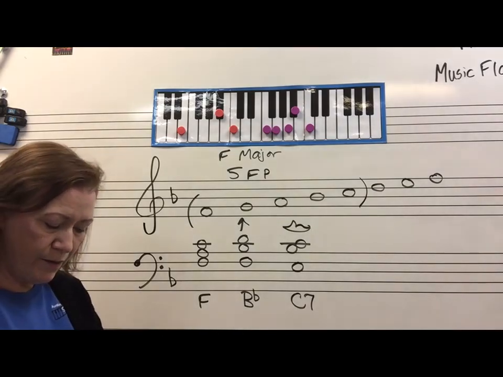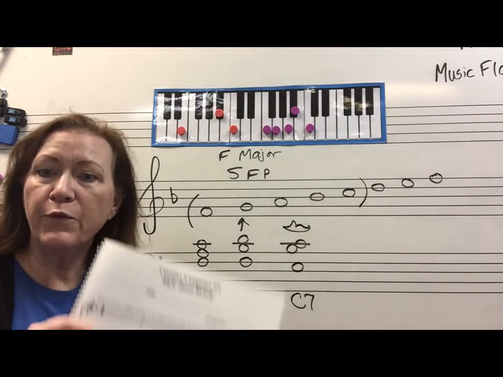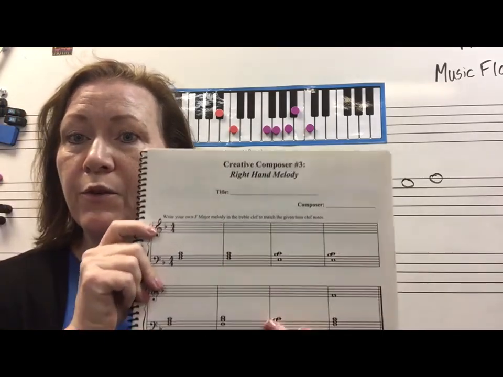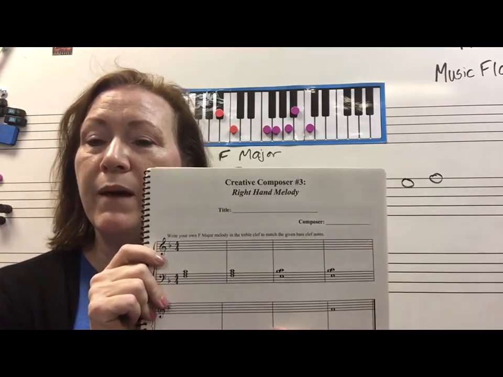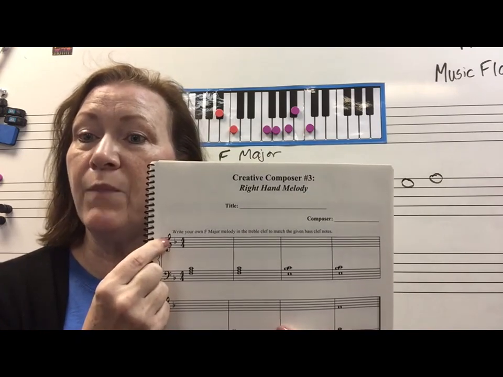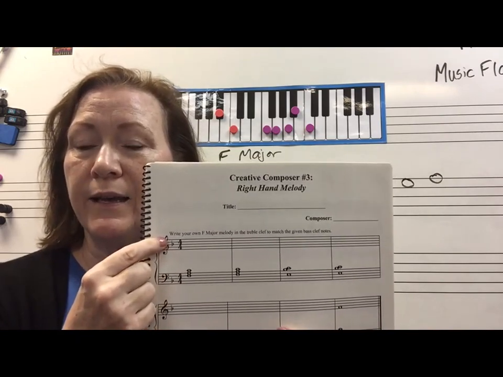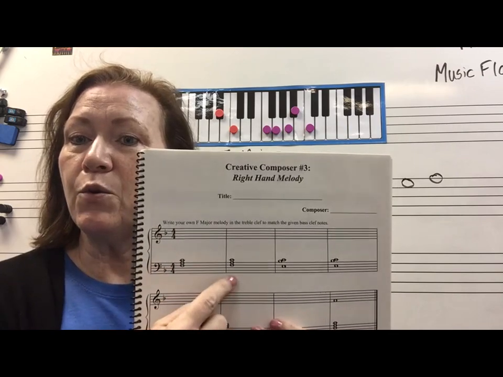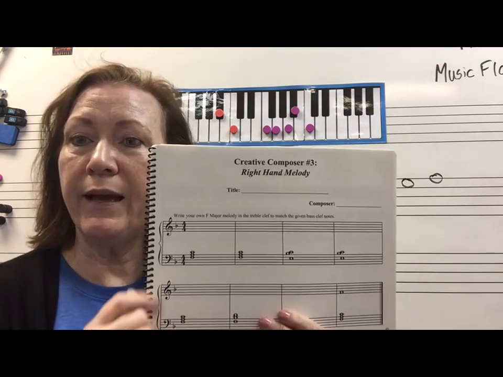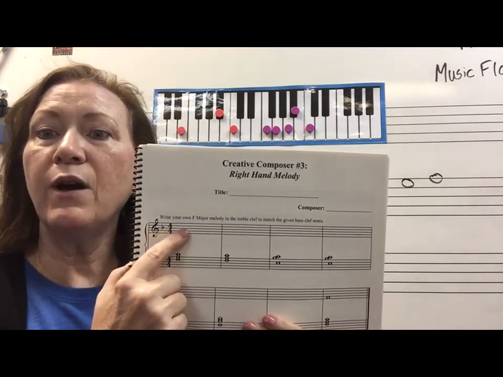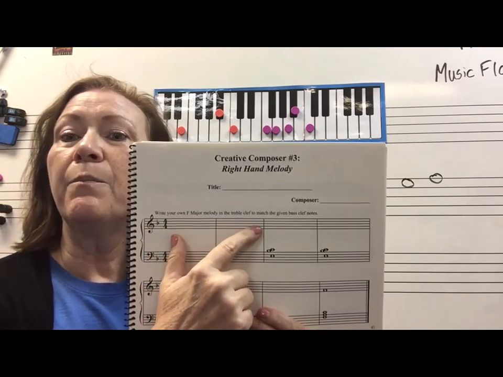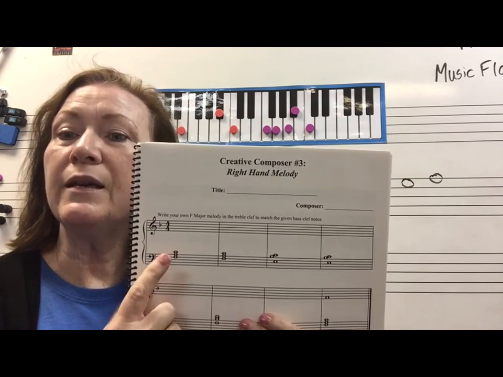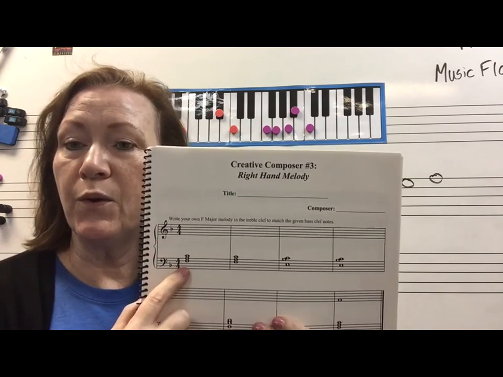We're going to turn now to page 43. This is a creative composer exercise, and we're writing a right-hand melody in the key of F major. See our flat here, our te. They've written in chords for our left hand to play, and that says, write your own F major melody in the treble clef, matching notes in your melody to notes that are in the chord.